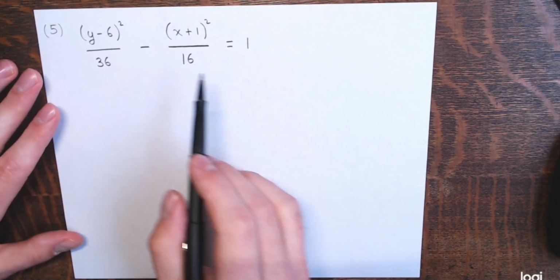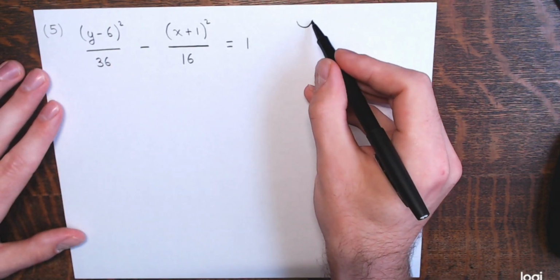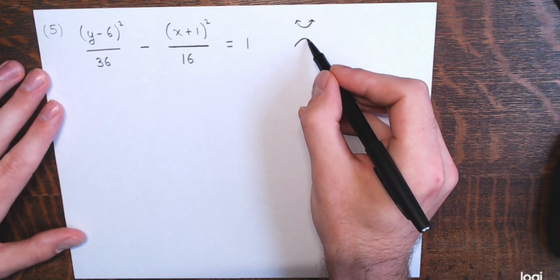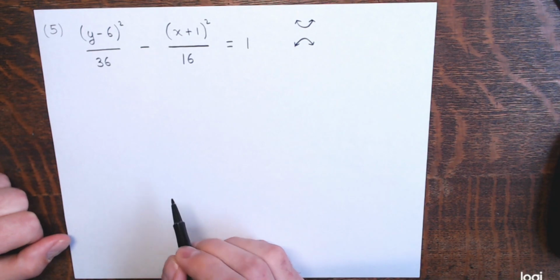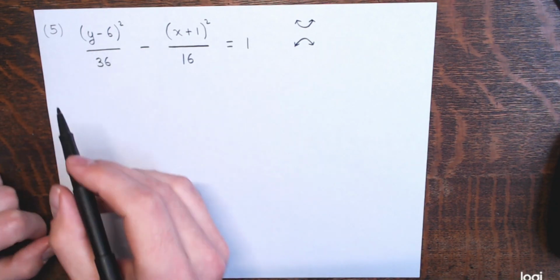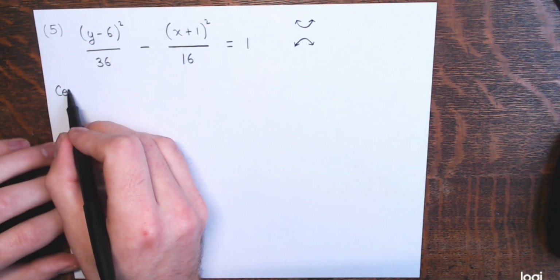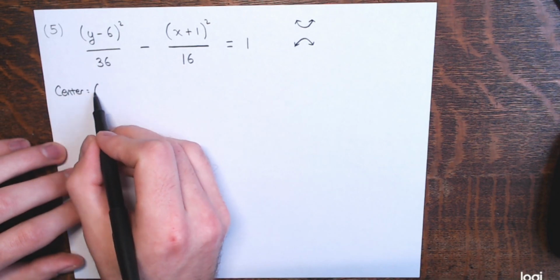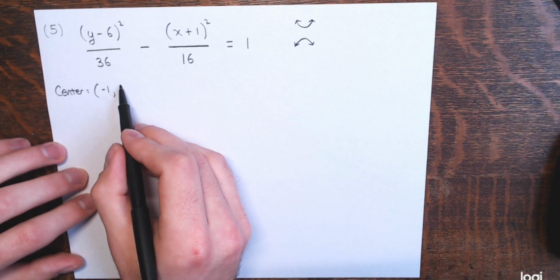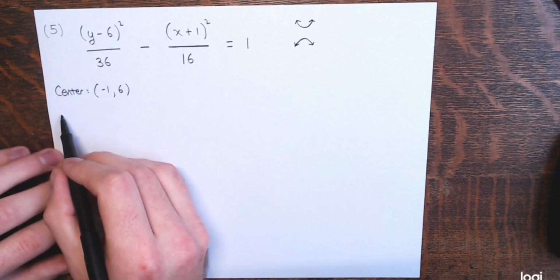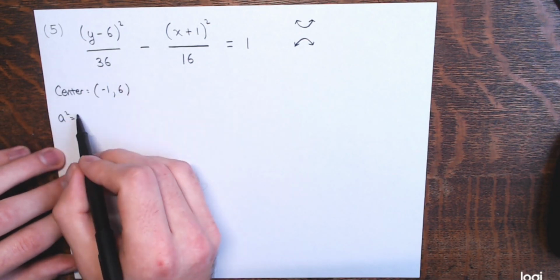Alright, so example 5, this is going to be one where the transverse axis is vertical. Right, the hyperbola should have a curve opening up and an opening down. And it's y squared minus x squared. The center, the x coordinate of the center would be negative 1. The y coordinate of the center would be 6. The value of a squared is 36.